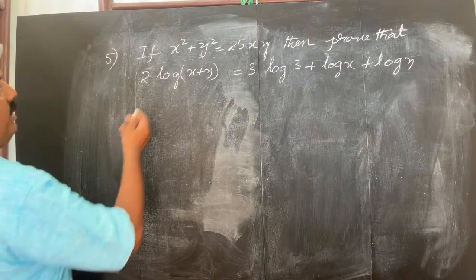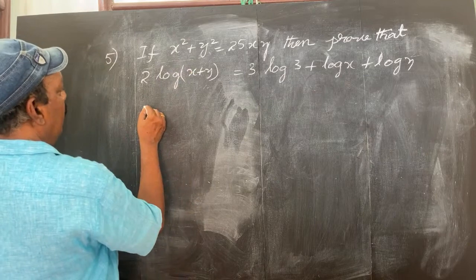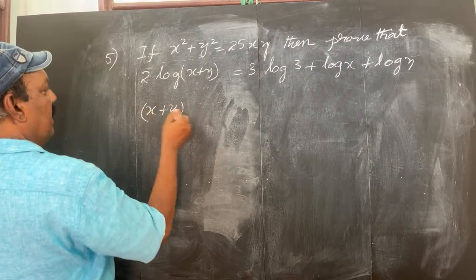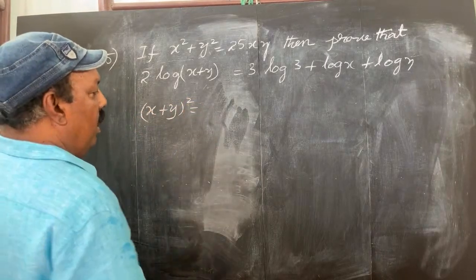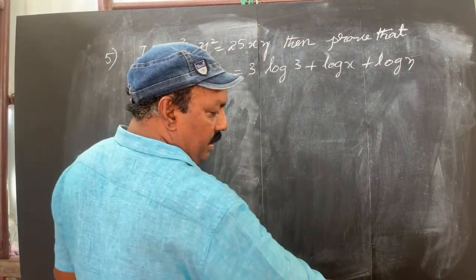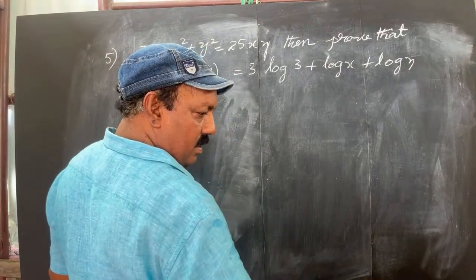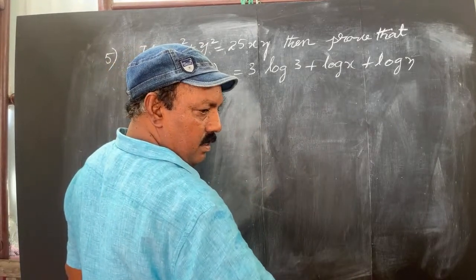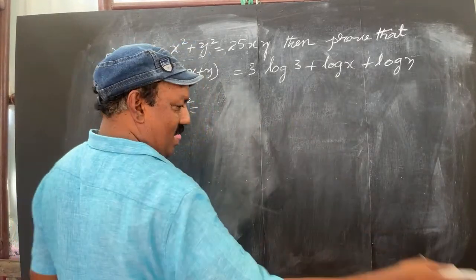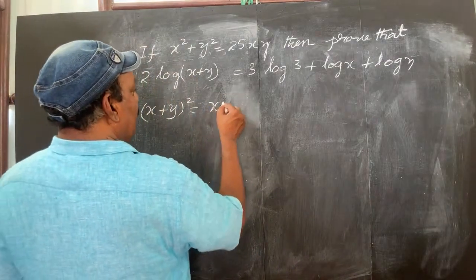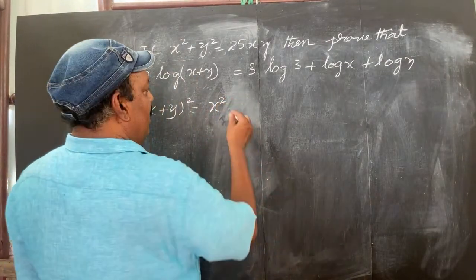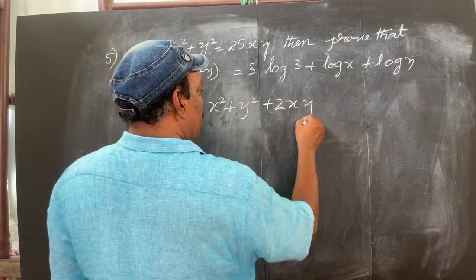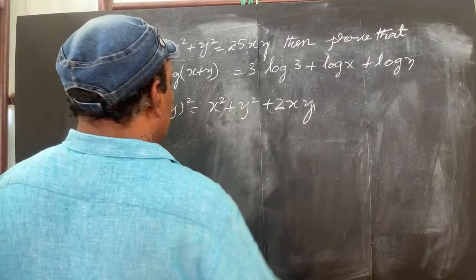How? We will take the formula (a plus b) whole square. That means here a is x, b is y, x plus y whole square. How will we take x plus y whole square? Very simple. x square plus y square plus 2xy, like a square plus b square plus 2ab.